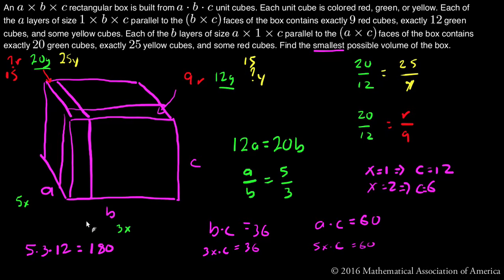If instead I let x be 2 and got 10 times 6 times 6, these both get multiplied by 2, and this one gets divided by 2 once, so it's going to be actually twice as big, 360. Or if I let x be 3, these both would get multiplied by 3, and this would only get divided by 3 once, so it would be even bigger. So the answer is 180.